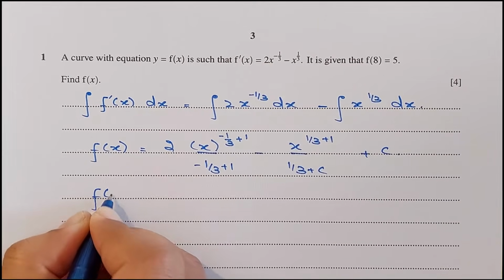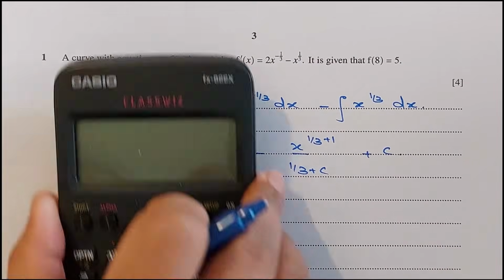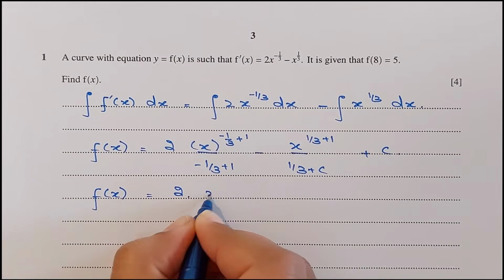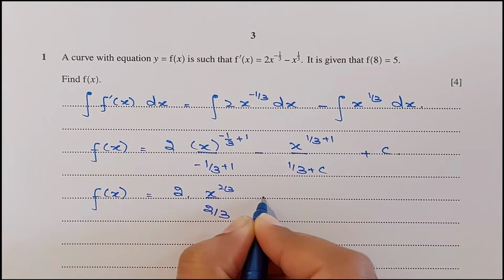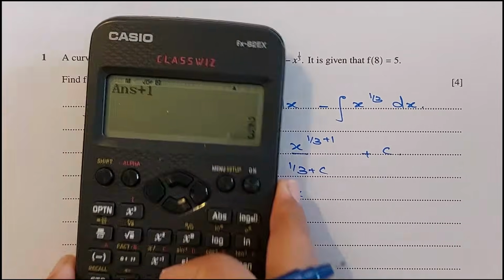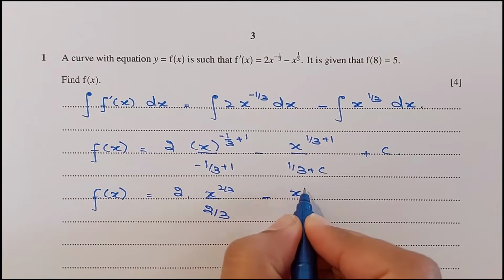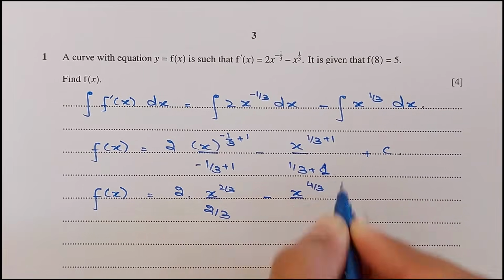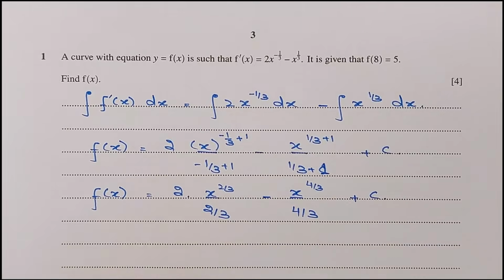Now in the next step, f of x equals 2. What is minus 1 by 3 plus 1? Negative 1 by 3 plus 1 is 2 by 3. So x power 2 by 3 divided by 2 by 3, minus x power 1 by 3 plus 1, which is 4 by 3, over 4 by 3, plus some constant of integration.